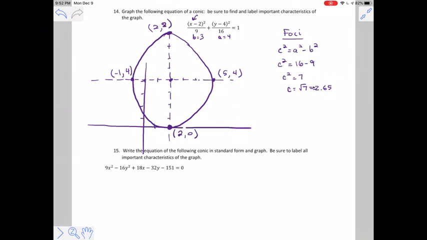The foci need to be on the major axis, which is the vertical axis here. This is the major axis. So 2.65 units from the center. So that puts one right here, and another right about there. Now we need the location of those.